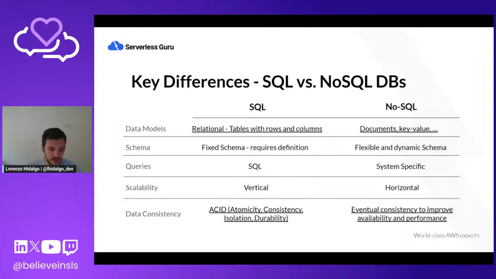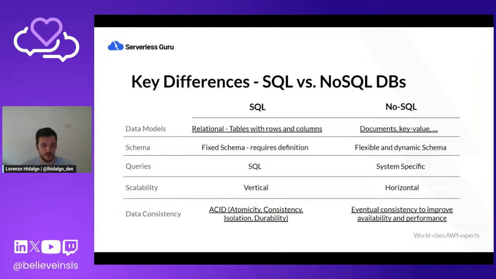And data consistency. Please, please, please. This is one of the most important parts of the talk, or where most of the issues come from: data consistency. SQL does actually provide data consistency with ACID, so atomicity, consistency, isolation, and durability. DynamoDB or NoSQL databases don't provide that type of consistency. They only provide eventual consistency, and this is done in order to improve availability and performance.